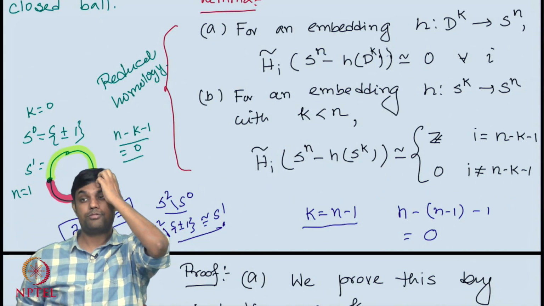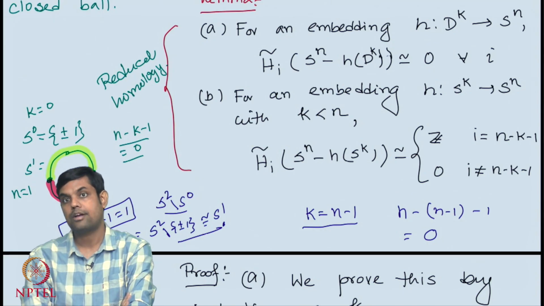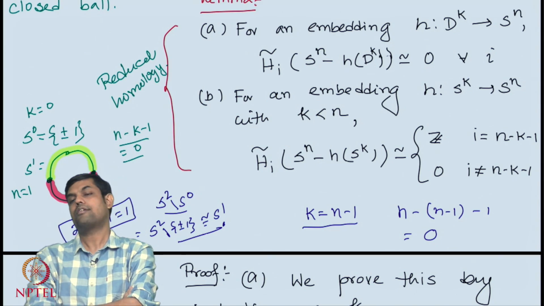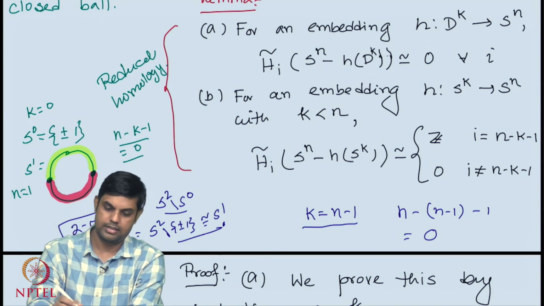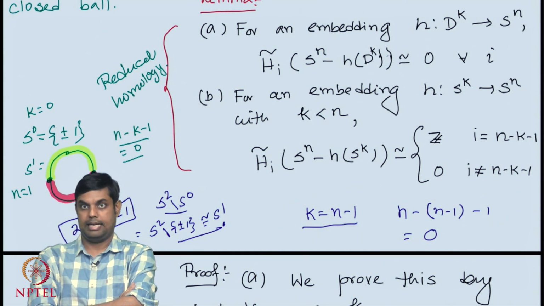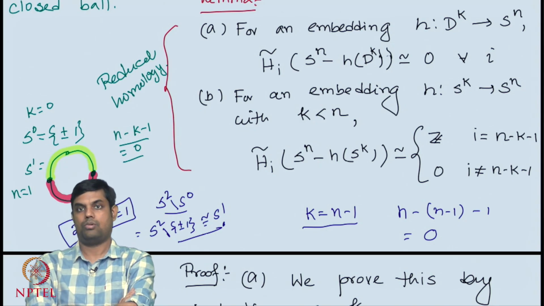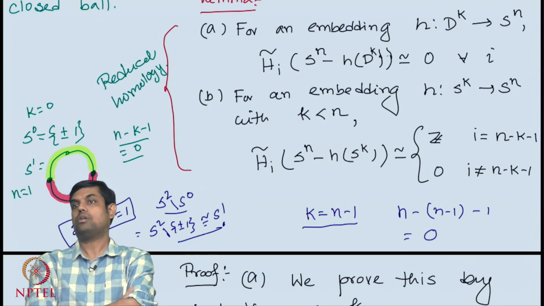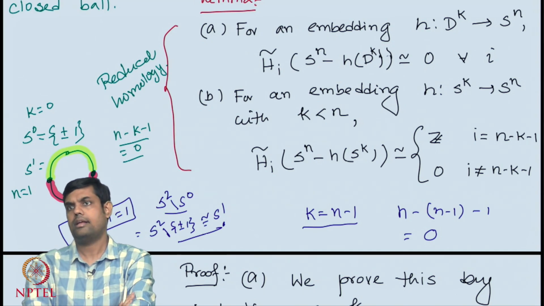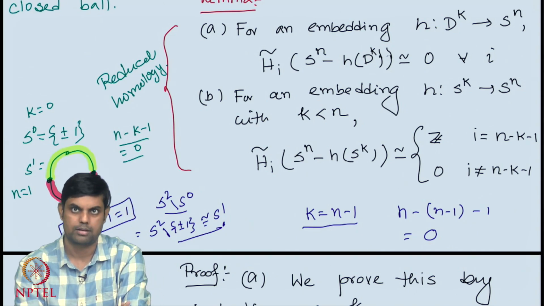In particular, if I look at k equal to n minus 1, this is the particular case that I was discussing. You will get the 0th reduced homology isomorphic to Z. That means it will have two connected components. So if I remove S^(n-1) from S^n, I will have two connected components. Everywhere else, if I remove that, the reduced homology will be 0, so there we will have only one connected component.